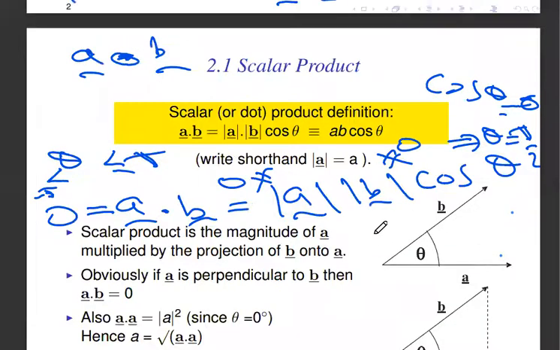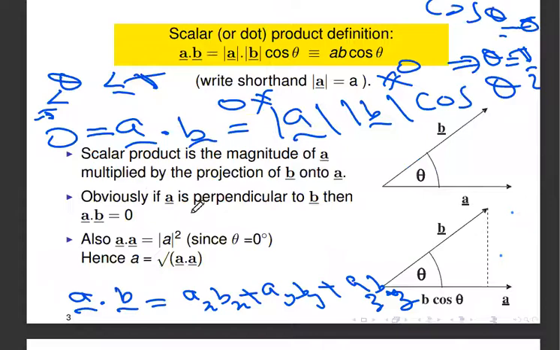So basically this is the definition of dot product, right? The important thing is when you take the dot product of two vectors, you are not getting a vector. This quantity is a scalar. That means this is a real number, right? So dot product is not a vector value, it is a scalar, right?